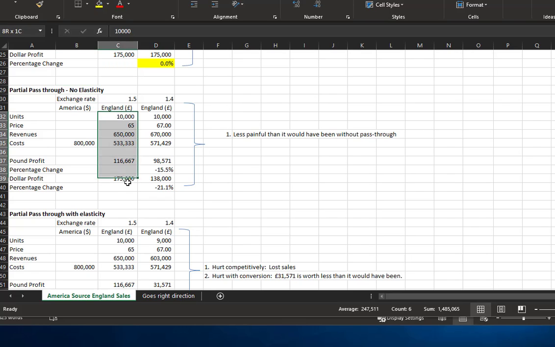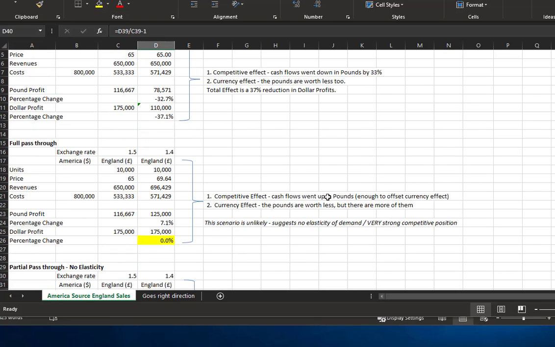So here we've got the same baseline. Now we're going to have 10,000 units at 67 pounds per. So our revenues are 670,000, costs are 571. Our pound profit is 98,000. It's down 15%. And then our dollar profit, after you take into account the currency effect, we're down 21% from where we started. So this is a partial pass-through of the cost increase, and it's less painful than it would have been without the pass-through.